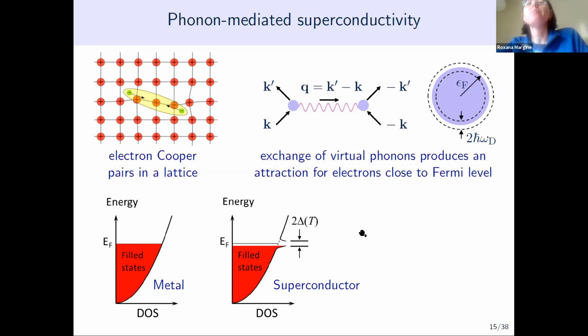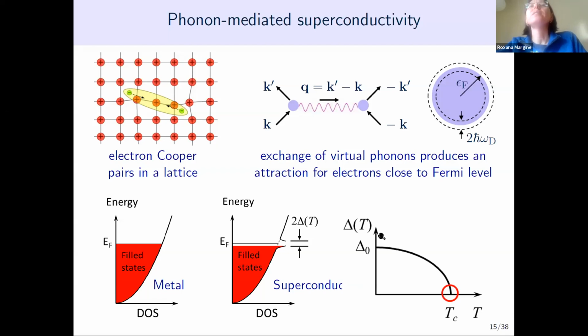The gap has a temperature dependence, is maximum at 0 Kelvin and vanishes at the critical temperature. So this energy gap can be measured experimentally using single electron tunneling, optical reflectivity, or low temperature heat capacity. So our goal is basically to be able to estimate as accurately as possible the temperature dependence of the superconducting gap.